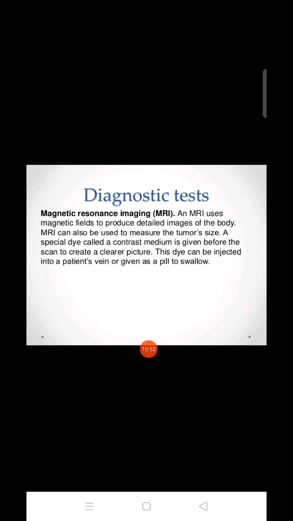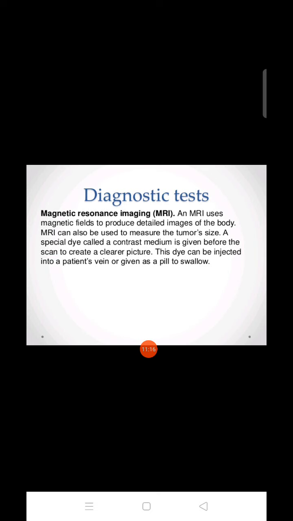Next is an MRI. An MRI uses a magnetic field to produce a detailed image of the body. MRI can also be used to measure the tumor size. A special dye called a contrast medium is given before the scan to create a clearer picture.